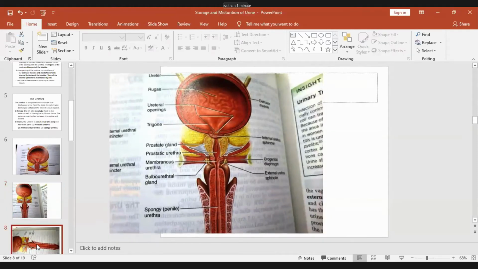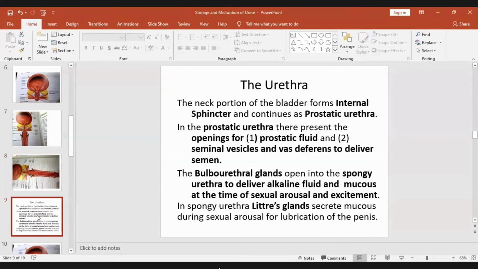Now here is another one. We have seen that in case of males, the urethra has 3 parts. We have seen the neck portion of the bladder. We are talking about the urethra. I was talking before, the neck portion of the bladder forms the internal sphincter, supplied by the sympathetic nerve. It is kept in tonic contraction, and it prevents the dribbling of the bladder. It prevents the passing of urine without desire, without occasion. Right? It controls the urinary retention in the bladder.